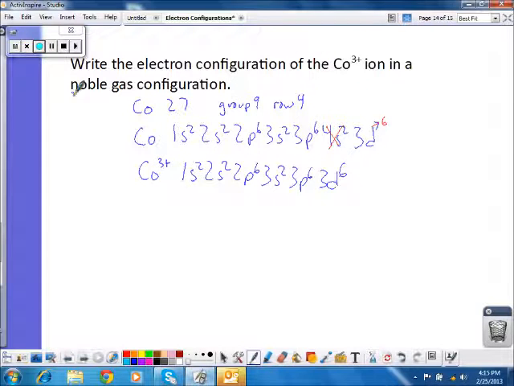And then I was asked for the noble gas configuration, so now that means I'm going to stop there. I'm not going to touch the 3d because the 3p is the noble gas at the end of row 3. 3d, remember, is in row 4. So the noble gas at the end of row 3 is argon. And then I have 3d6. So that would be the noble gas configuration for the cobalt 3+ ion.